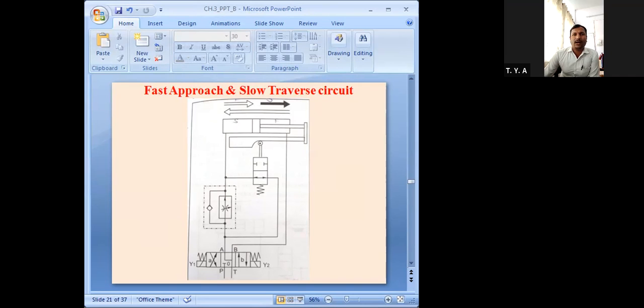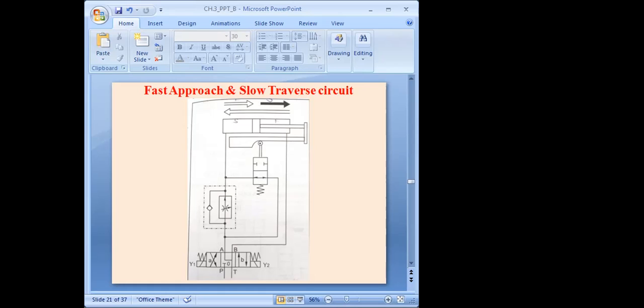Now see, this is the central position, whatever I have shown.